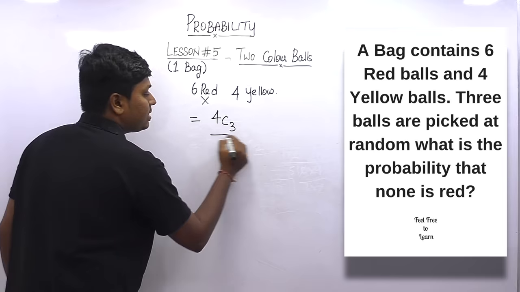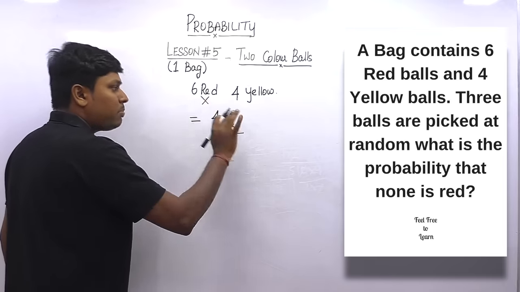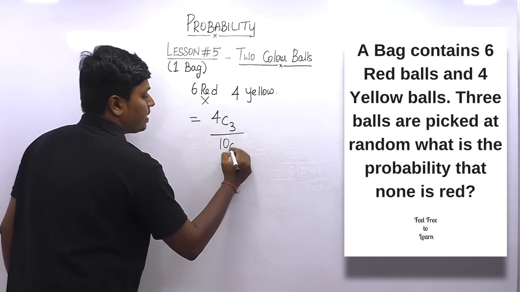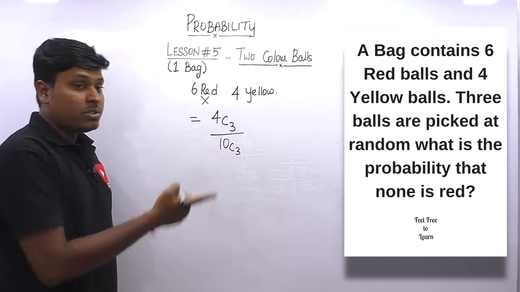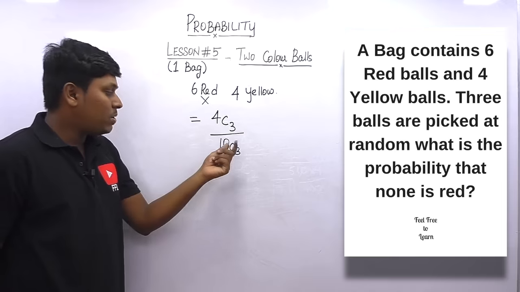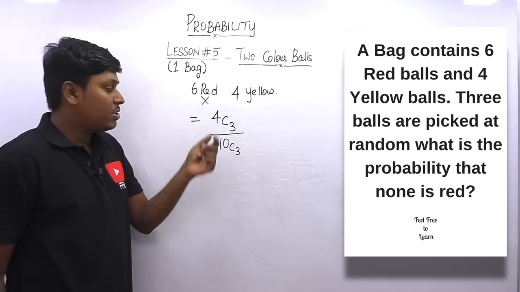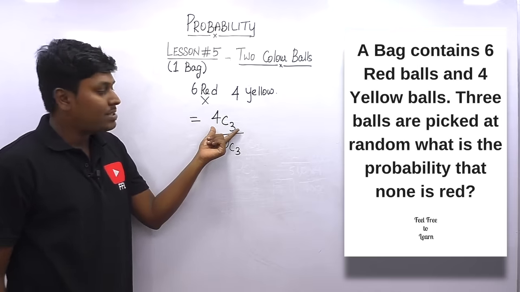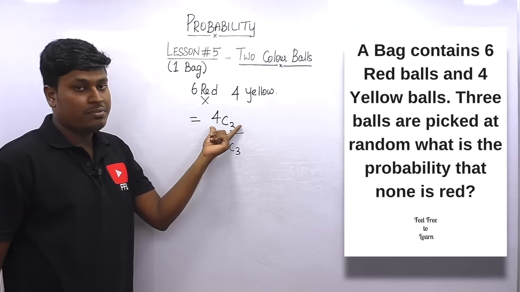So 4C3 divided by total possible. Total possible is always 10C3. Remember that they are saying none is red, so in the total possibility, you should not remove these red color balls, right? So the total possibility is 10C3. The numerator is called the sum of observation, so based on the question, our target is to find the numerator.